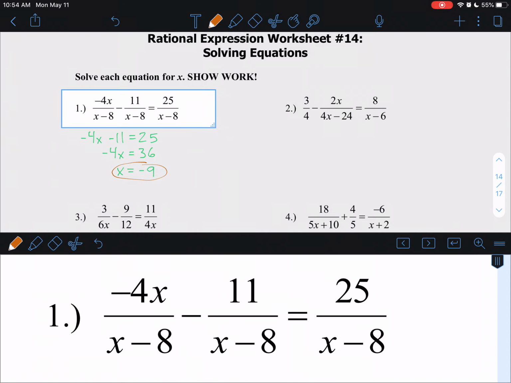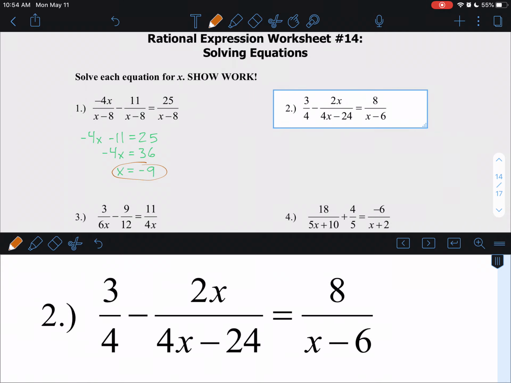And if I plug that in, I'm not going to, because all of the denominators are going to be negative 17, since it's negative 9 minus 8. It's just not going to be a pretty fraction, but it's going to be equivalent, whatever it is. So x is negative 9 here. But then let's look at number 2. This one, I can't do that same thing yet because I can't cancel out these denominators yet. I need to give all these the same denominator in order for me to cancel them out.